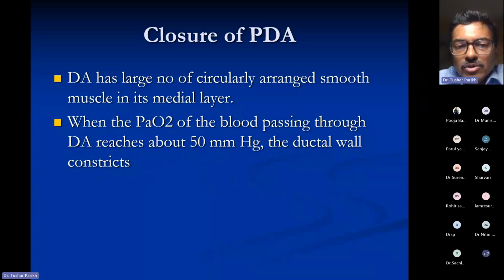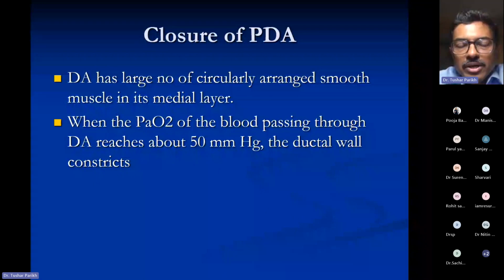So normally the blood in the aorta has got a PaO2 of around 35, and that is the most highly oxygenated blood in the fetus. The blood which is going through the ductus arteriosus is less, about 17 to 20 millimeters of mercury. And this particular blood is coming from the right ventricle into the main pulmonary artery and it is going into the descending aorta. Now when the PaO2 of this blood reaches about 50 millimeters, the ductal wall constricts.